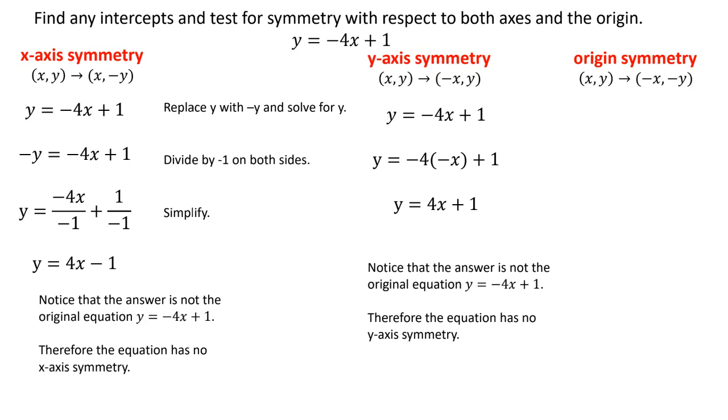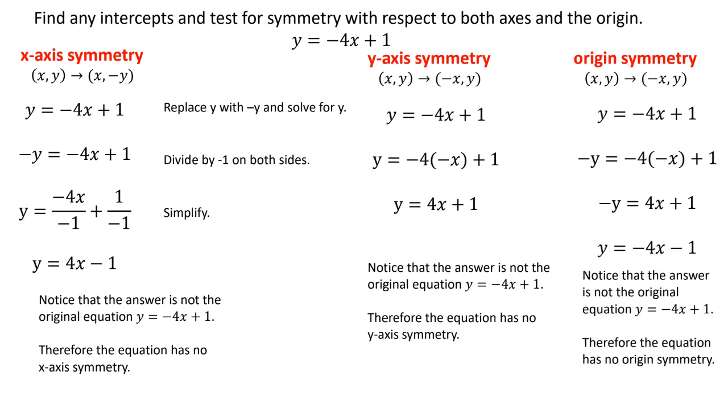And let's do the last one. If we test for the origin, if we change the sign for both the x and the y and solve for y, we end up with negative y is equal to 4x plus 1. Again, it's not the exact same equation. If I solve for y, we have y is equal to -4x minus 1. And our original one is -4x plus 1. We still have the -4x, but instead of a positive 1 added, we have a subtraction of 1. So again, these two are not the same as the original equation. Therefore, this equation has no origin symmetry, which we also saw from our graph.